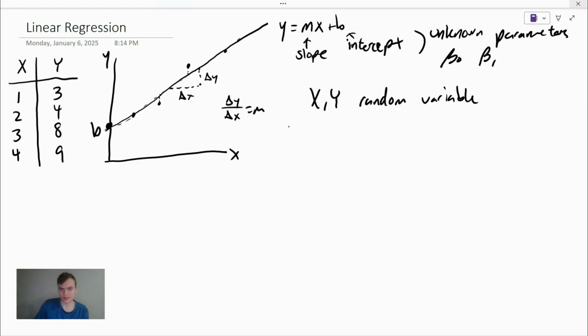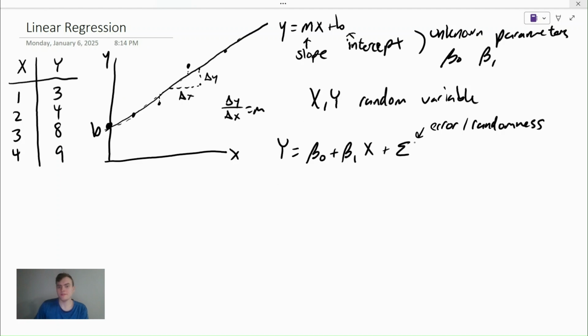So rewriting this, we have y equals beta 0 plus beta 1x. The b turns into beta 0, m turns into beta 1. We capitalize the x and y to denote their randomness, and we're not going to exactly follow on the line. Some of the points are not on the line. So we also have this epsilon term, which represents the error or random noise in the data set, right?